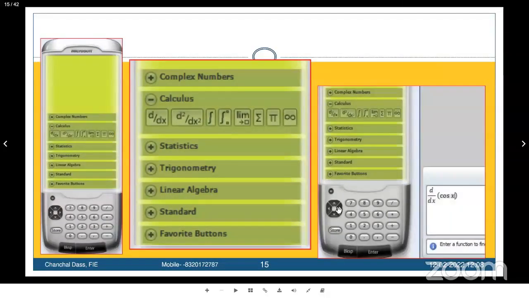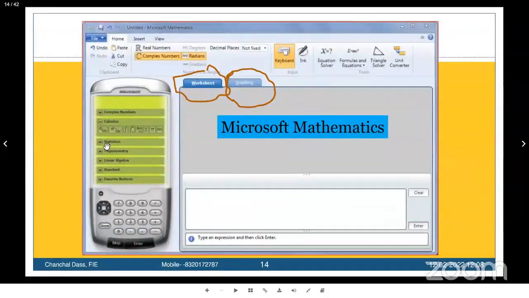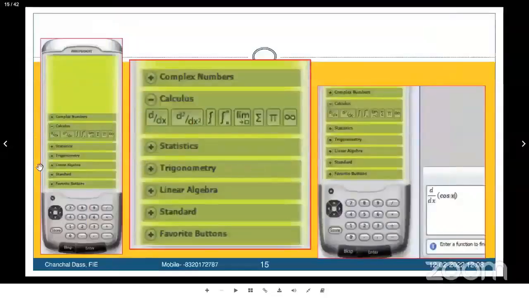I have shown the total package earlier. Then I zoomed in on the left side portion and I am showing it now. You can see complex analysis, calculus, statistics, trigonometry, linear algebra, standard calculations, favorite buttons. All this you can do very easily in Microsoft Mathematics.